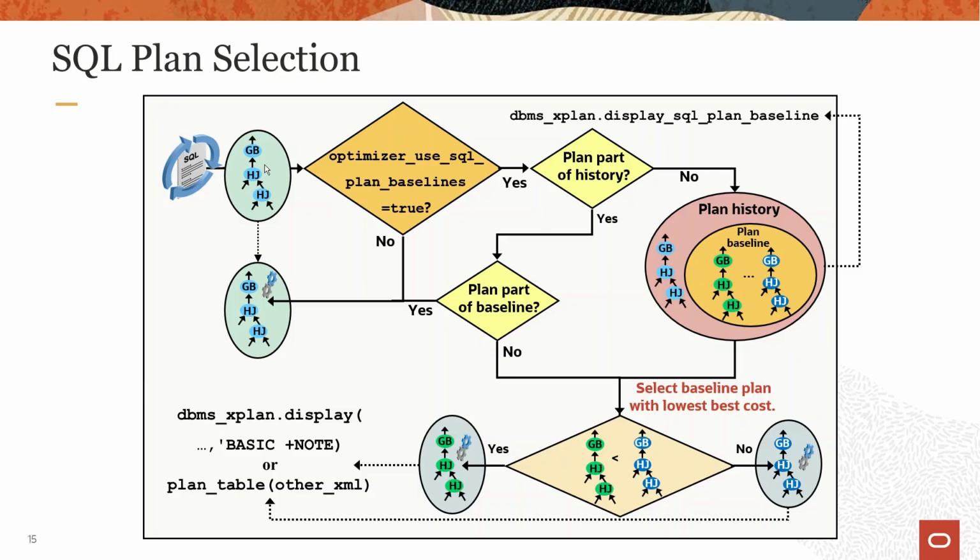Now, if the optimizer comes up with an execution plan, it checks: is it part of the history of that statement? Yes. Is it a baseline plan? No. Well, then I'm not going to use that plan, but I will choose the baseline plan with the lowest cost, in fact. And whenever you display execution plans, as a note, it will indicate whether an SQL plan baseline has been used or not. But that's how the selection of the SQL plan happens.